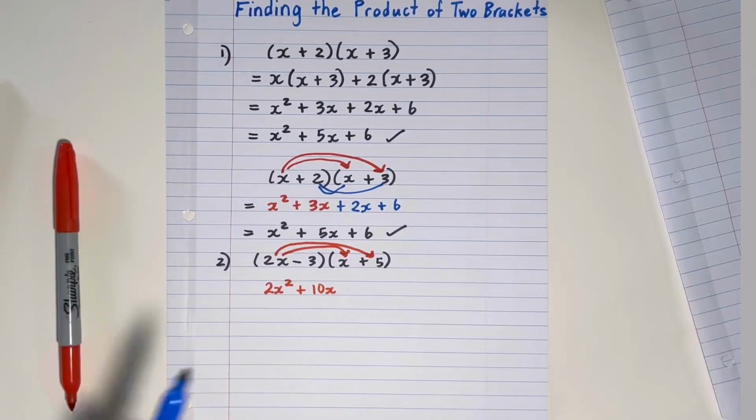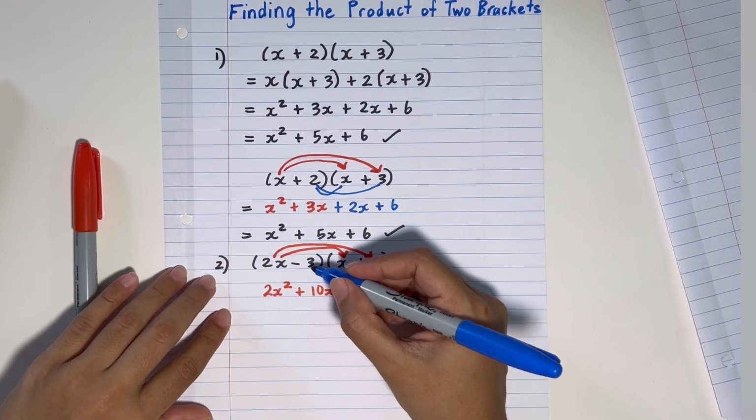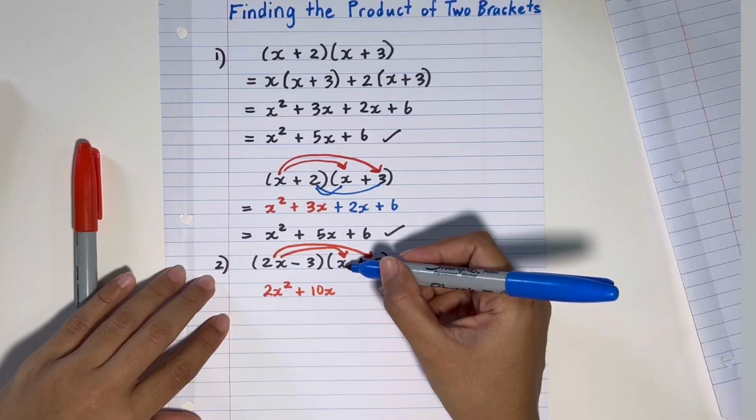And then you take the second term in the first bracket and you multiply by the first term in the second bracket.